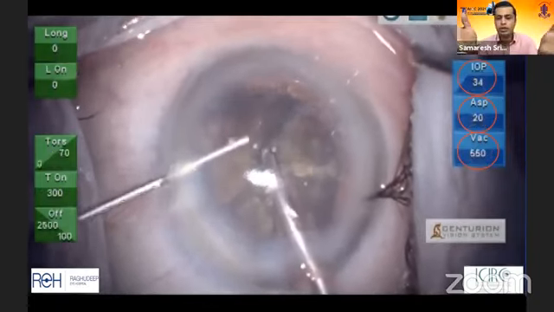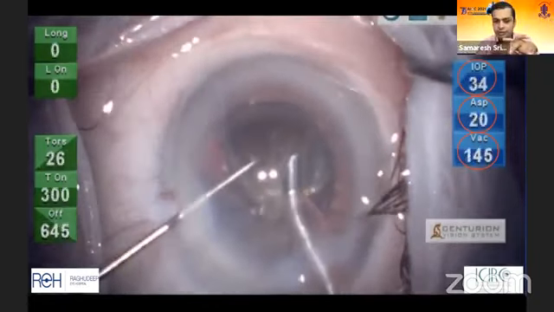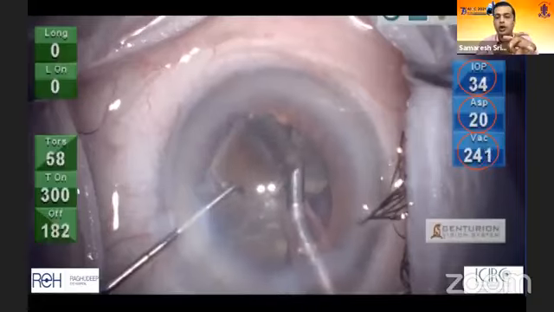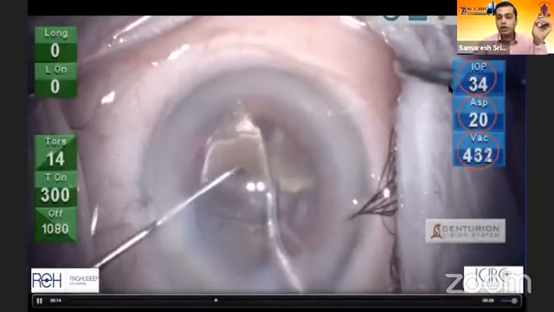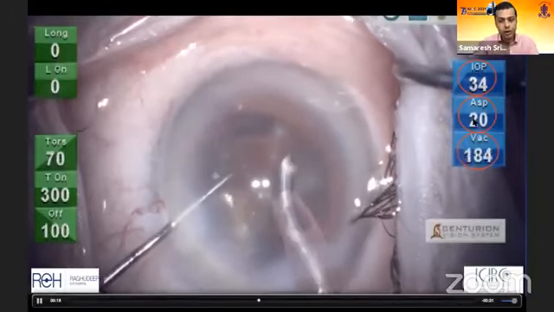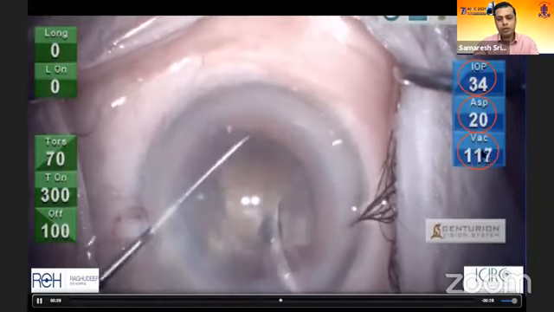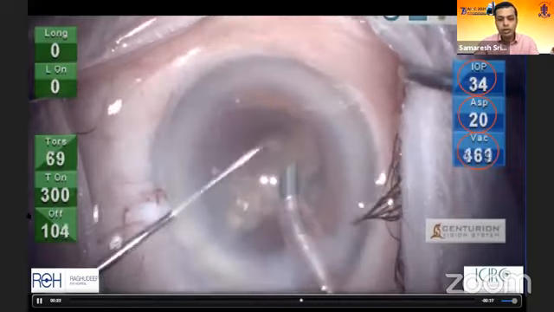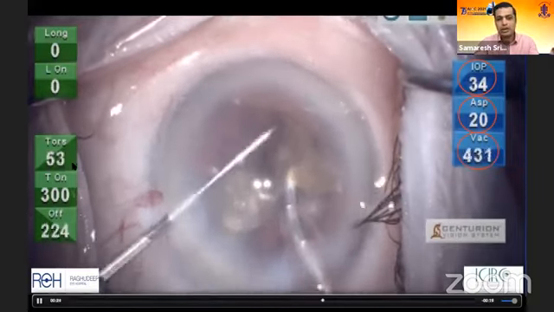First and foremost, basics are basics, and please use dispersive viscoelastics to prevent damage to the corneal endothelium. But notice over here how my IOP is set, or my bottle height is low at 40-50. I'm using a flow rate of 20. Vacuum, I'm using appropriately around 300 to 350 vacuum. And I'm using a good amount of energy, a torsional energy of about 70.